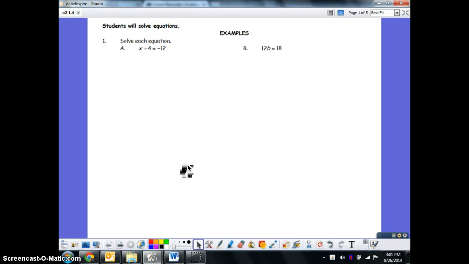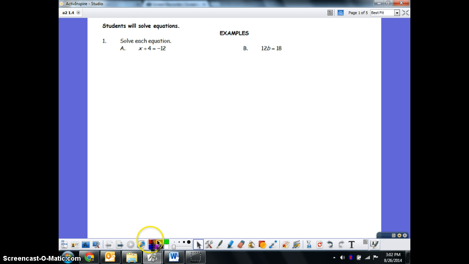So in this first video, we're just going to quickly review how to solve one-step equations. These are examples A and B on your worksheets. In the first one, we're adding something to the variable. In the second one, we are multiplying something to that variable. So hopefully these are pretty much second nature to us.